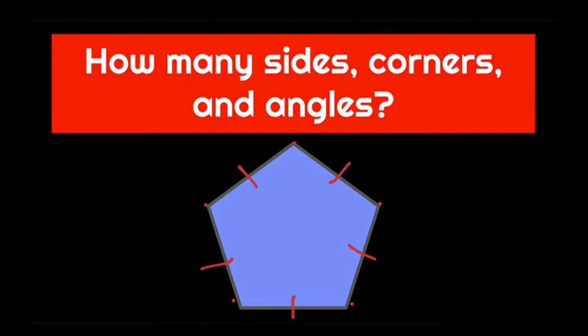It's a really good question. Let's count. Wait, did you make your inference? Okay, just checking. Here we go. 1, 2, 3, 4, 5. That is awesome. So there are 5 sides, corners, and angles for this shape.